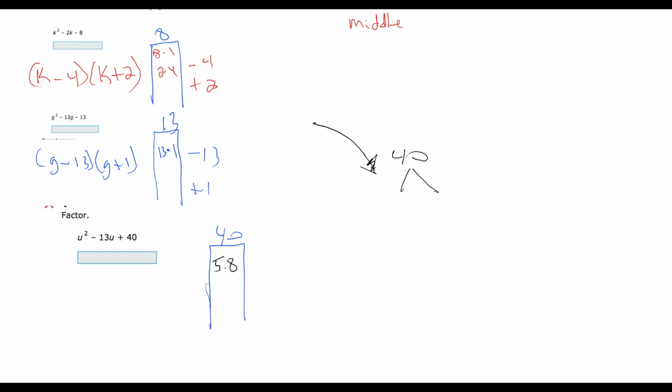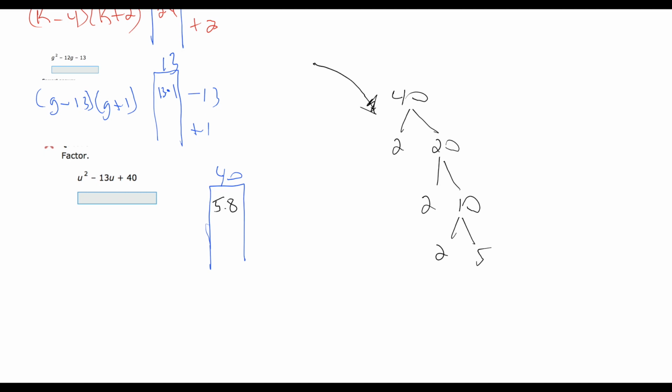When we did our factor trees before, for busting out roots, what do we put on the left? You do the smallest. All right, so what do we put here? 2. Two, what do we put here? 20. Now what do we put here? 2. What do we put here? 10. What do we put here? 2 and 5. Now you put them in order. So 40 is the same thing as 2 times 2 times 2 times 5.